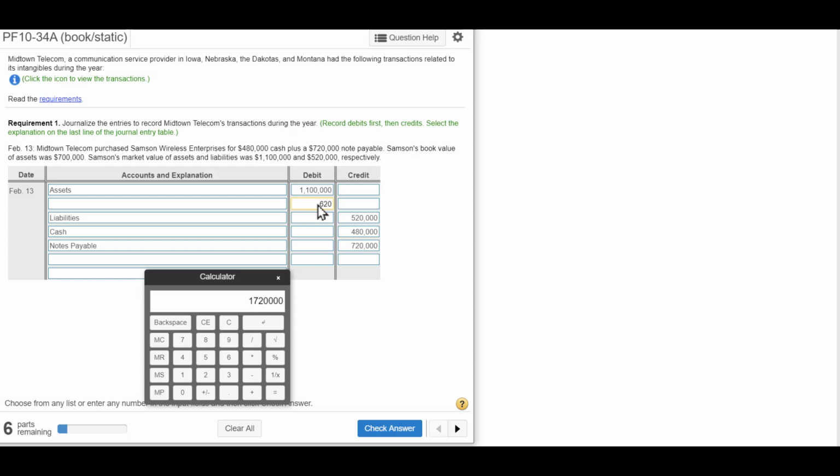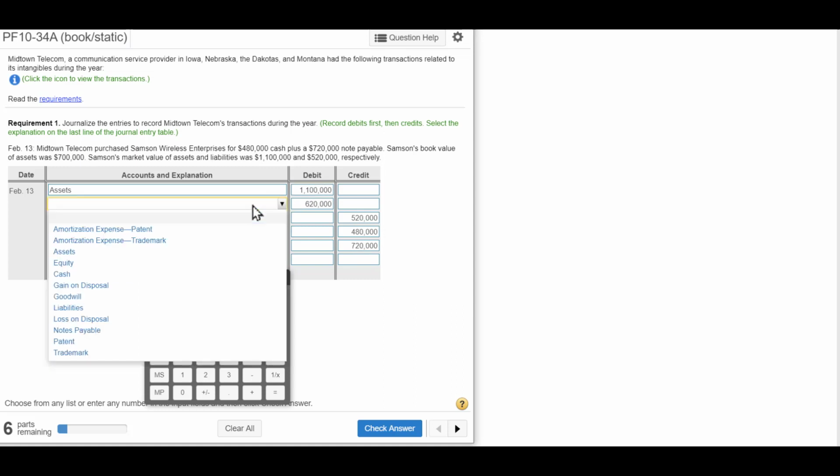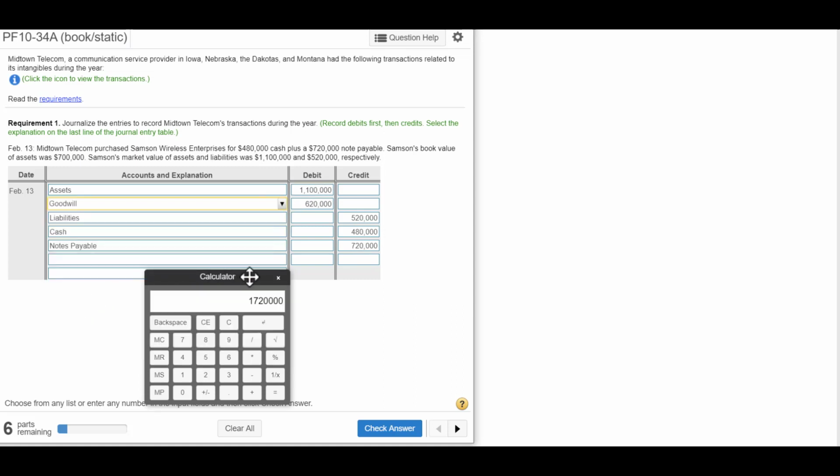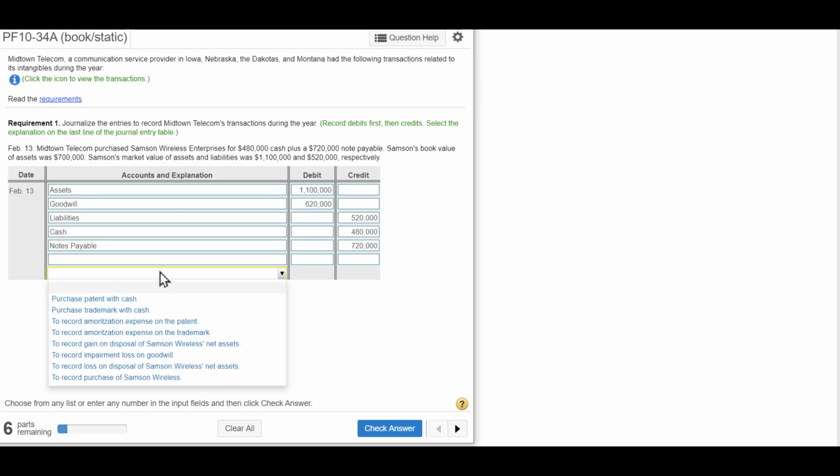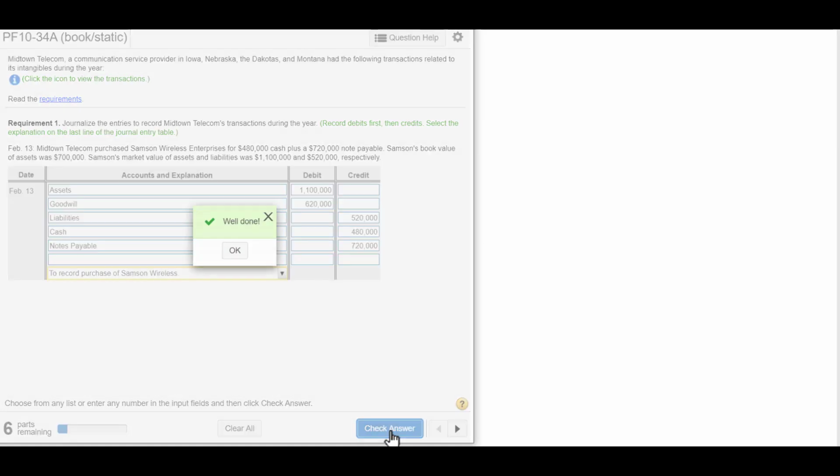So we're going to have an asset that's valued at $620,000. What is this asset called when we acquire a company? This is what we've given up versus what we've received. That's called goodwill. Goodwill exists as a balancing number when we acquire a company. We need an explanation to record the purchase: to record purchase of Samson Wireless. There we go. Well done.